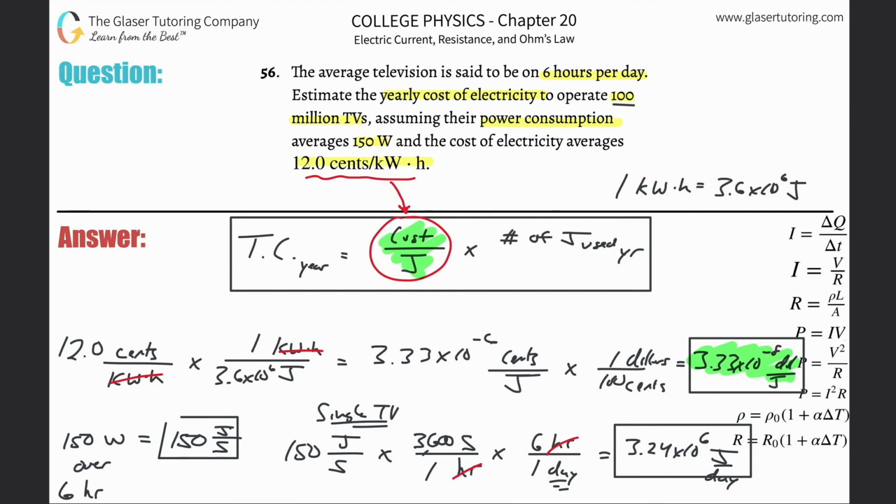Now, wait a minute. They want to know how much the yearly cost is. So do I want to know joules per day or joules per year? I'd like to know joules per year. So what we can do is simply take this number and keep multiplying it, or I can just plug in my extra part of the conversion there. Doesn't matter. So why don't we erase this and we'll just plug in the extra little piece.